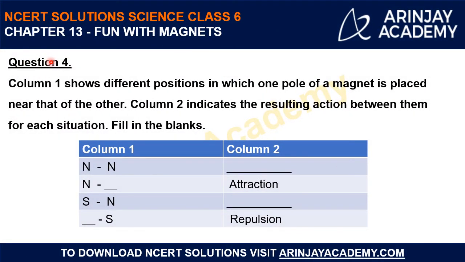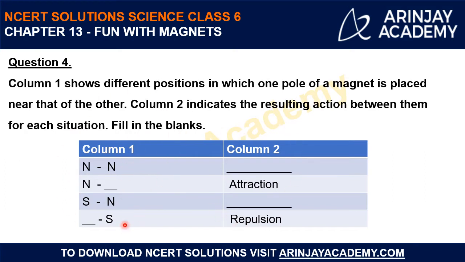Here is question 4, this is quite interesting. Column 1 shows different positions in which one pole of a magnet is placed near that of the other. Column 2 indicates the resulting action between them for each situation. Fill in the blanks. So यहाँ पे आपको दो कॉलम दिए गए हैं, कॉलम 1 and कॉलम 2.